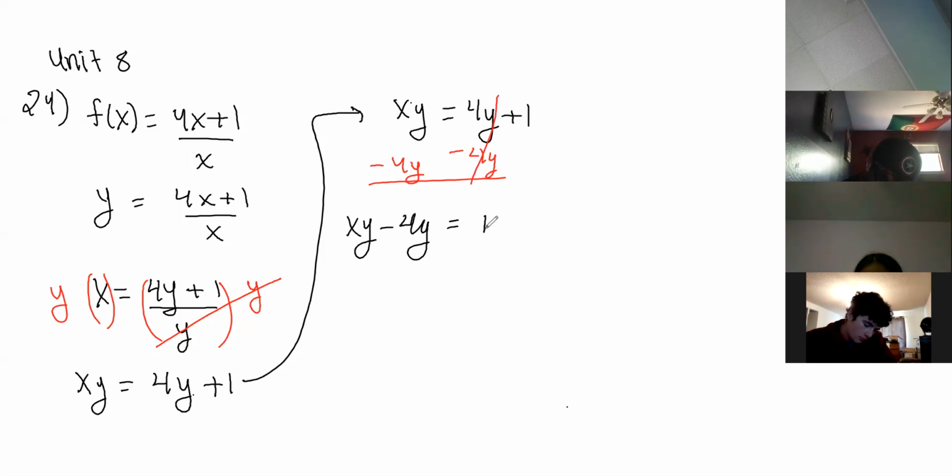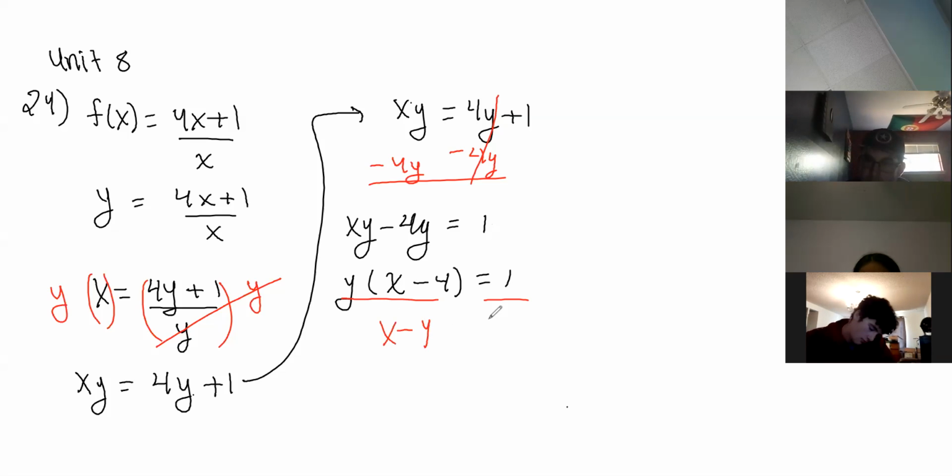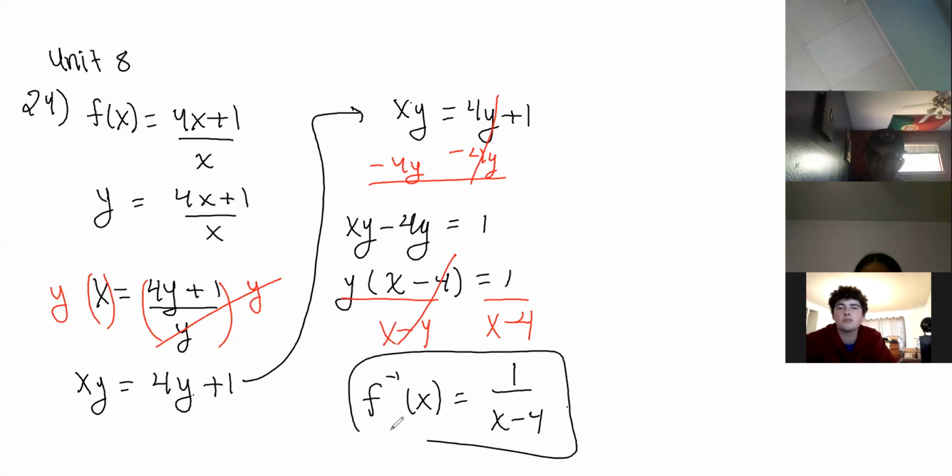Now at this point, does anybody either remember or think they kind of have an idea of what we would do next? You factor out the y. Factor out the y. y times x minus 4 equals 1. And now I'm trying to get y by itself. What would I divide both sides by? x minus 4. And there's your inverse. So we would say f inverse of x equals 1 over x minus 4.